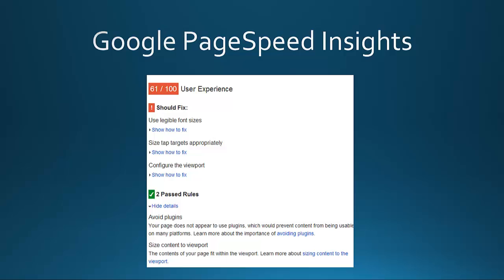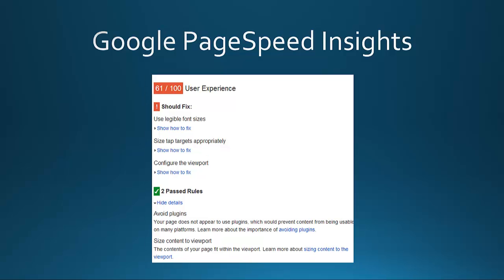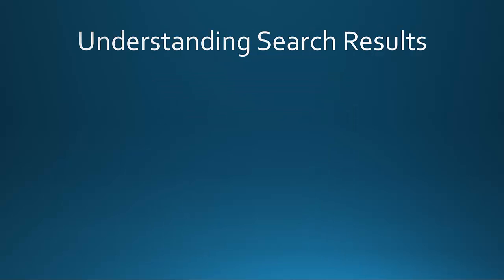You can see here, from a user experience level, it says 61 out of 100. Use legible font sizes, size tap targets appropriately, configure the viewport. These are all things you should fix. It passed different rules, and these are all things that it shows you within this tool. It's a very powerful tool that you can use when doing your mobile optimization.